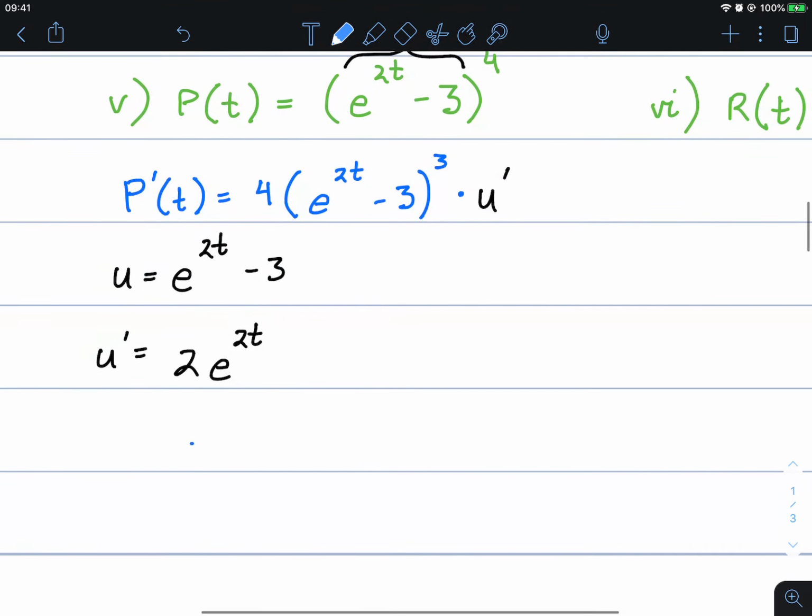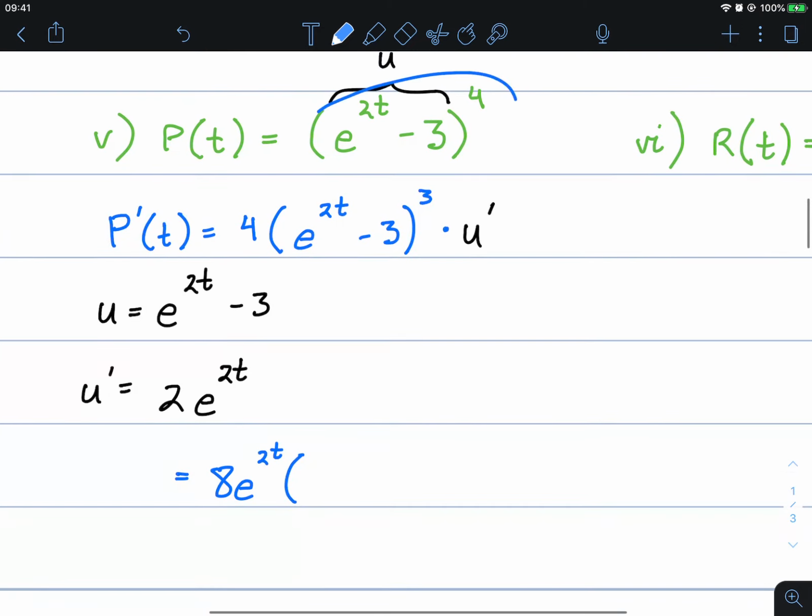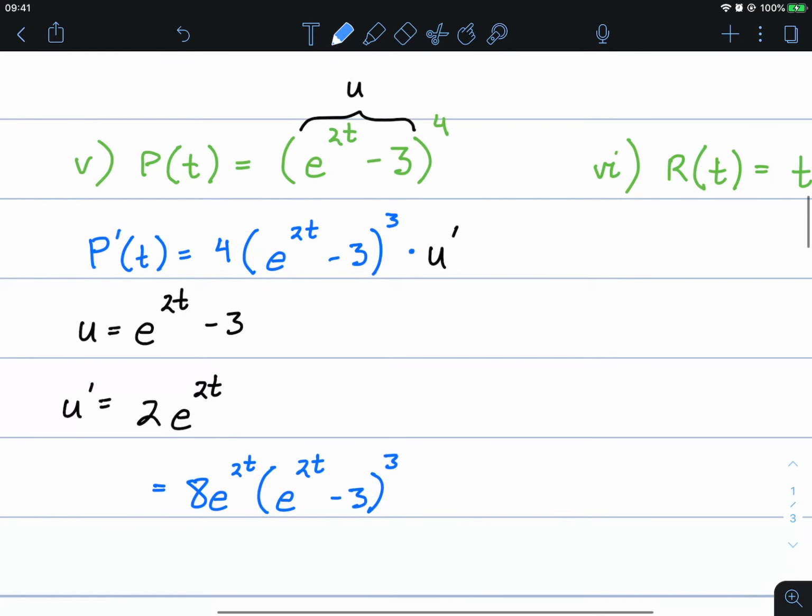So substituting all of this in, we should get 4 times u prime. So 4 times 2, it actually should be 8 e^(2t) outside of the same thing here. So (e^(2t) minus 3) to the power of 3. Obviously, again, you don't have to write this onto the page. If you can do this all in your head, that's perfectly fine.